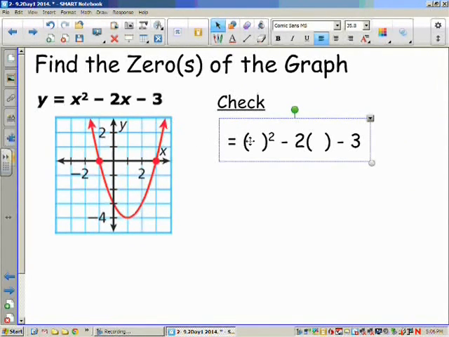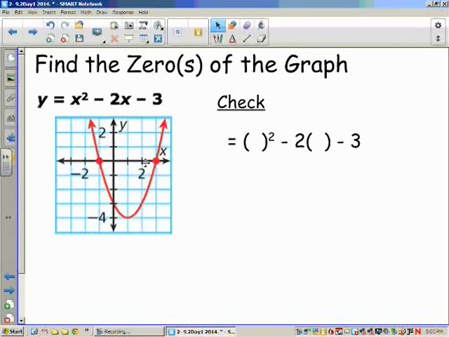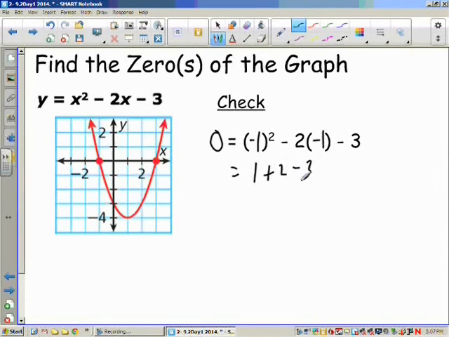To find zeros from the graph, what we'll see is fairly obvious. We see when x is -1 and when x is +3, we get a y value of 0. We're on the x-axis. So if we were to try and plug in -1, we should have this equal 0. Well, -1 squared is +1. -2 times -1 is +2. 1 plus 2 is 3. 3 minus 3 equals 0. Sure enough, -1 is a 0.